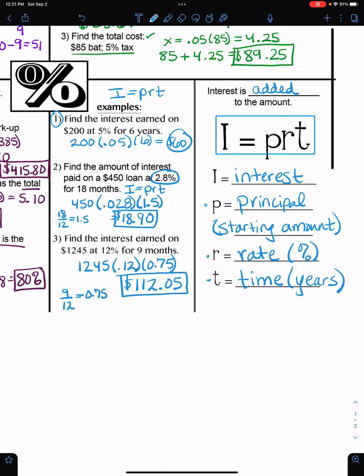Now, realistically, savings accounts don't earn 12% interest. It's actually such a tiny percentage usually that it's kind of insulting when you look at your bank statement at the end of each month. But if you were lucky enough to find a place to invest your money that earned 12%, that's what you would earn.